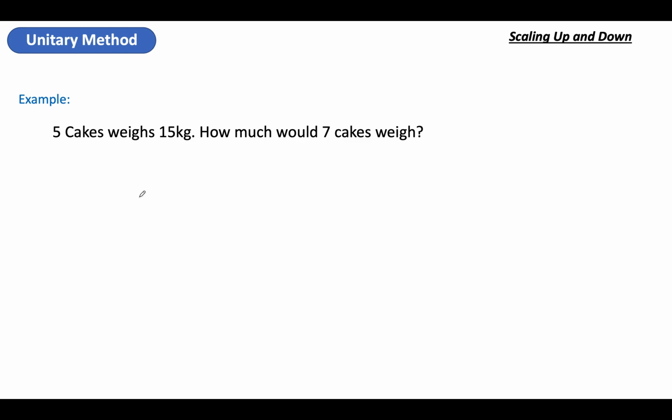So this is the sort of thing we're going to look at today. So here's the sort of question, pretty straightforward. 5 cakes weigh 15 kilograms. How much would 7 cakes weigh? So I know the weight of 5, I need to know the weight of 7. Now 5 and 7, one is not a multiple of the other. That's not easy to go between. So we need a different method. And it comes down to this.